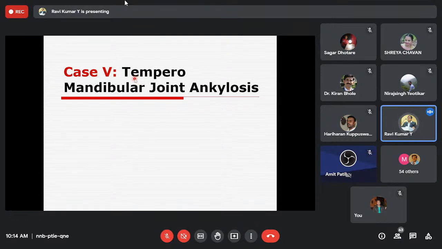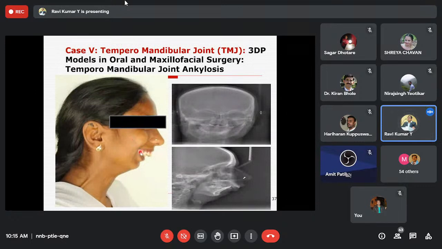This is a TMJ ankylosis surgery, that is temporomandibular joint ankylosis. This patient is a 21-year-old female patient. She had a birth problem. You have the lower jaw and you have the upper jaw and you have the joint here. That joint is called TMJ, the temporomandibular joint. You have two joints, right? One on the left and the other on the right. So by birth she had the fusion of that joint from one side.